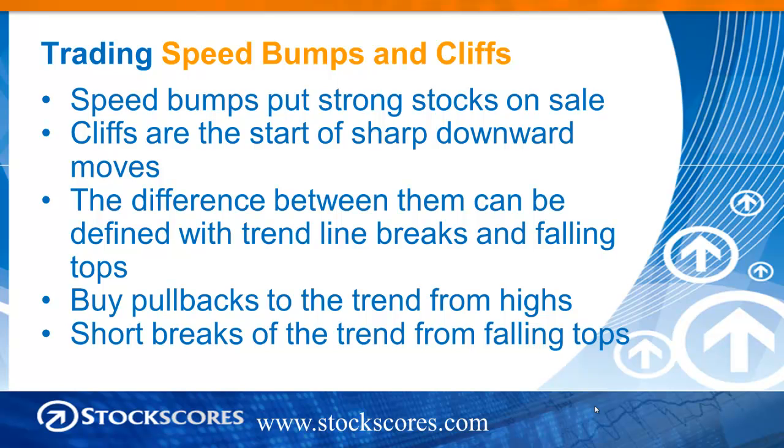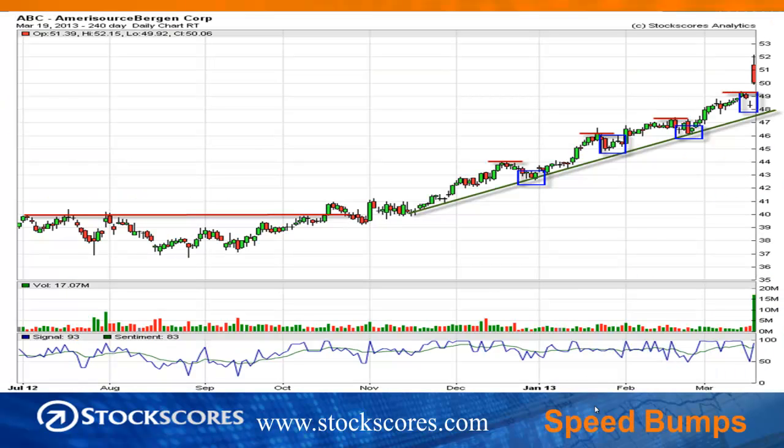Well, the difference between them can be defined with trend line breaks and falling tops, and I'll show you that with a couple of examples in just a moment. We want to buy pullbacks to the trend when those pullbacks come from new highs in the trend. On the other hand, if we see a break of the trend from a falling top, well, those are times to run for cover. Let's take a look at some charts and I'll show you what I mean.